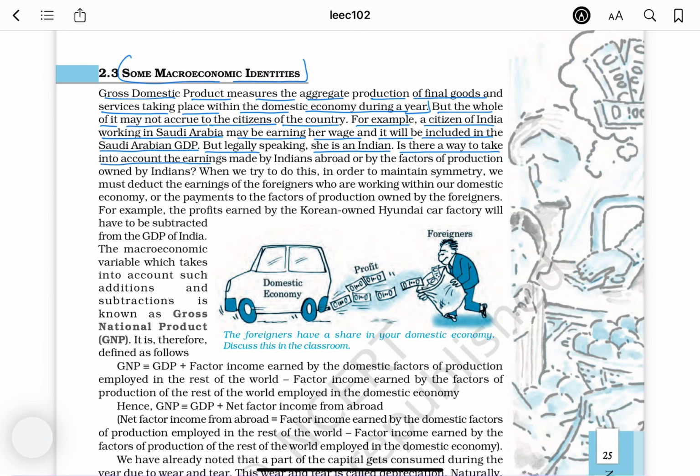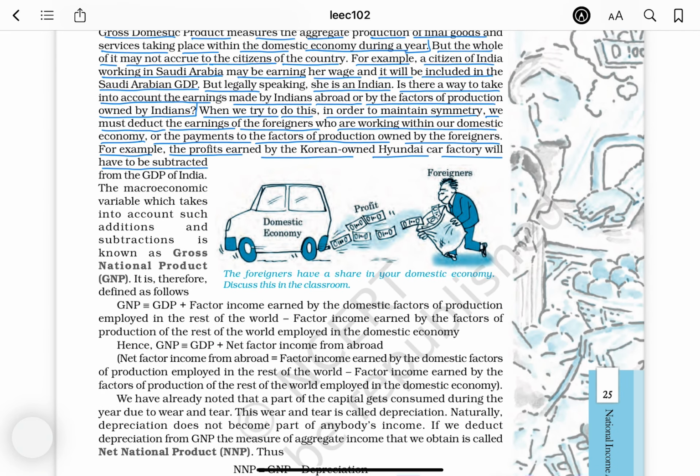Is there a way to take into account the earnings made by Indians abroad or by the factors of production owned by Indians? When we try to do this, in order to maintain symmetry, we must deduct the earnings of the foreigners who are working within our domestic economy, or the payments to the factors of production owned by the foreigners. For example, the profits earned by the Korean-owned Hyundai car factory will have to be subtracted from the GDP of India.